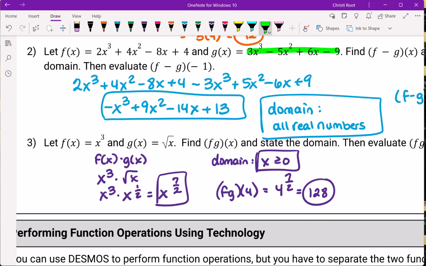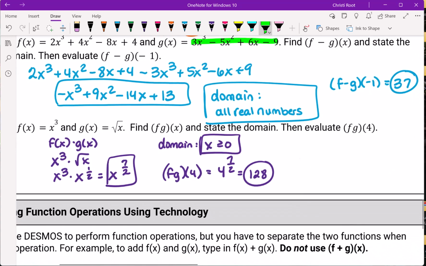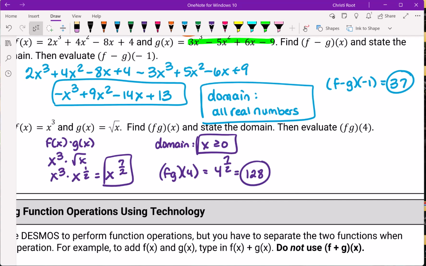So you have to get this part first. Once you get that part correct, if you plug in the negative 1, you wind up with 37. And the reason why the domain is all real numbers is because both are cubics, and cubics have no limitations. So their domains start out as all real, and that's what they'll have in common.